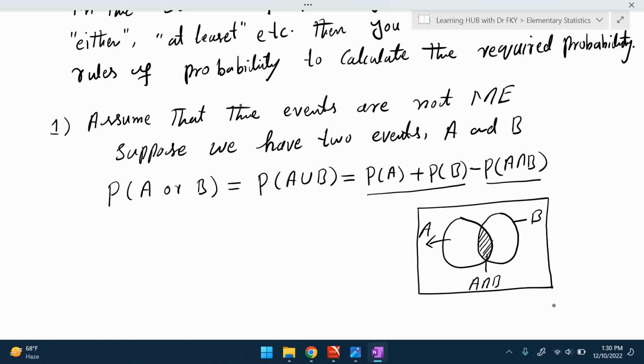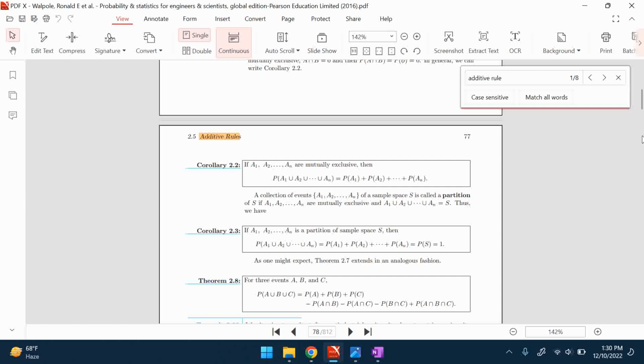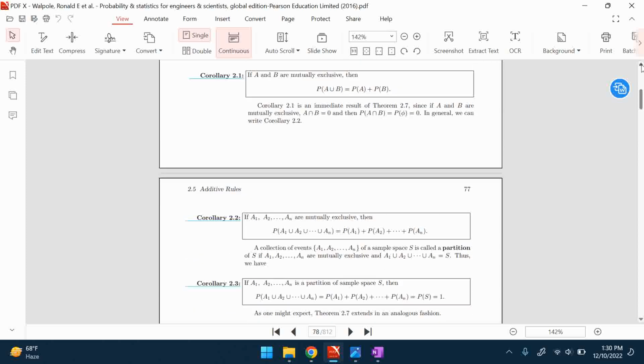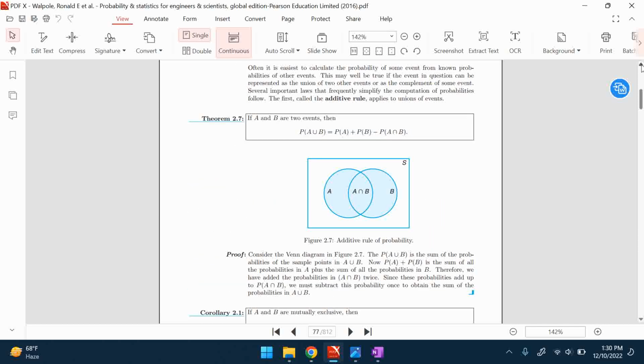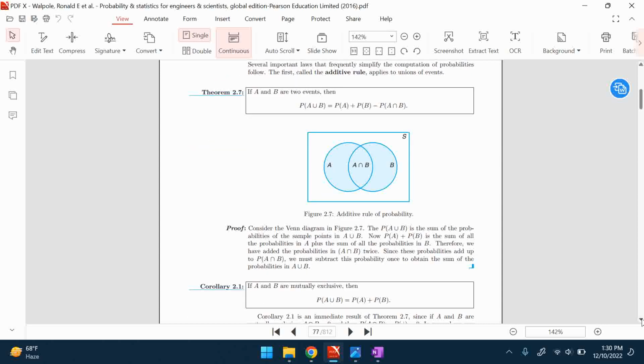Okay, so now you can extend this rule to three events, and you can see any standard book of probability and statistics, you will find these rules. So I'm just showing this book. You can see the title, Probability and Statistics for Engineers and Scientists. You can see that the additive rule is given here. They also explain this by Venn diagram, so you can learn more from this book. It is the same thing: A, B, and this is counted twice, so this is subtracted.